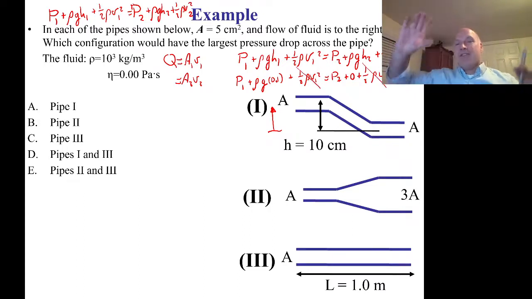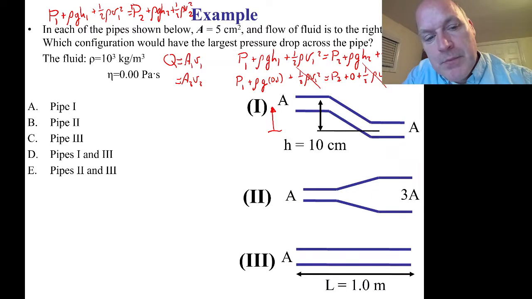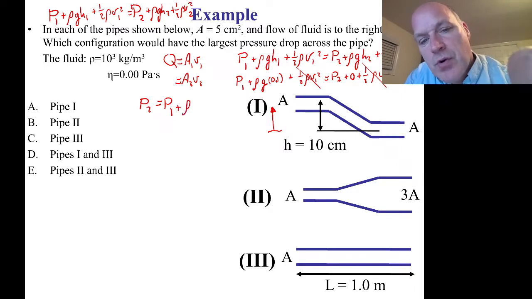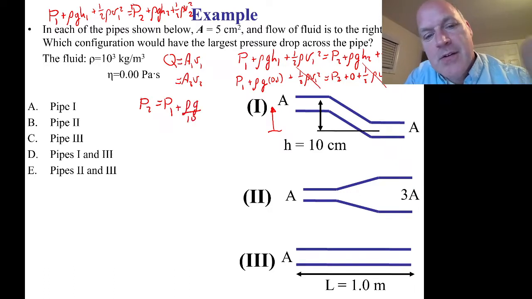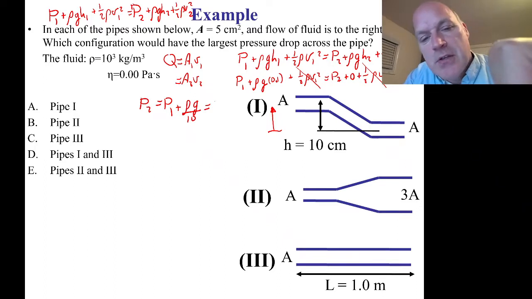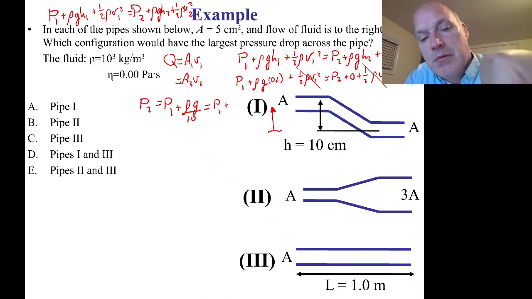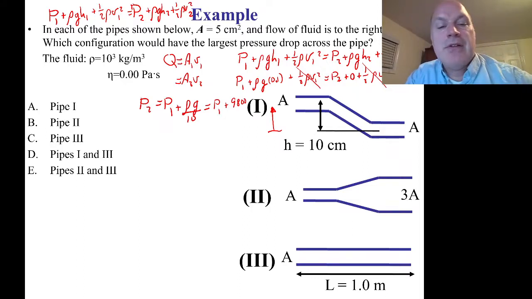It's just like when the heights are the same, we can cancel those two height terms, or when the velocity is the same, you can cancel the velocity terms. So we rewrite it. We write down P2 is equal to P1 plus rho g over 10. Okay, let's plug in the numbers. P2 is equal to this plus 9,800. Okay, because the density is 1,000 and gravity is 9.8 divided by 10.